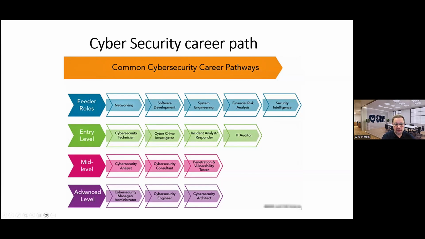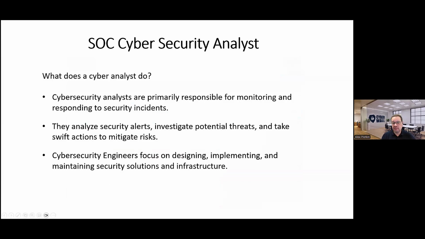But our focus today will be entry-level jobs, which is cybersecurity technician or incident analyst or responder, which frankly the majority of people call SOC analyst. So what does a SOC cybersecurity analyst do? The main role is to monitor and respond to security incidents. I'm in the office right now. I know you see my Cyberwall background, but behind the wall there are two people watching about 20 screens to see what's happening to our clients. If there is any alert or red flag, they react, investigate, and stop the attack. They analyze security alerts from a bunch of systems, investigate potential threats, and take action on how to mitigate them. And that's what we're going to teach you in our training.